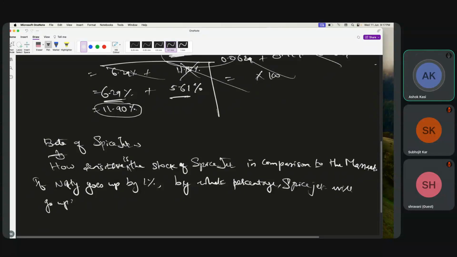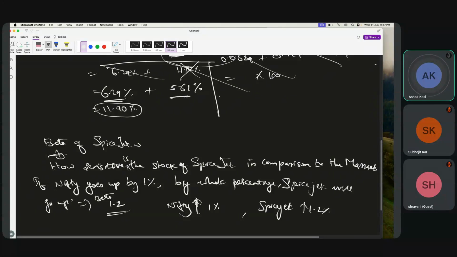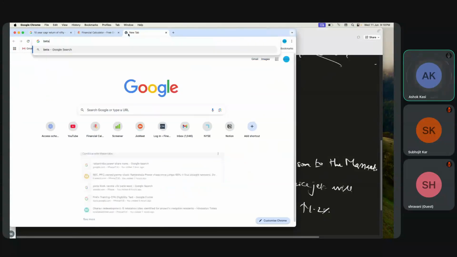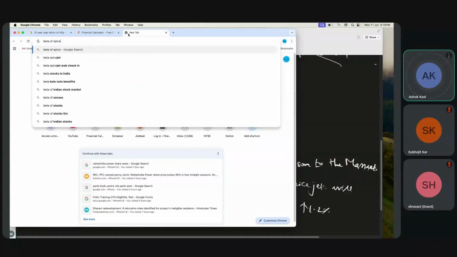So suppose the beta of SpiceJet is 1.2. If the market, meaning Nifty, goes up by 1 percentage, SpiceJet will go up by 1.2 percentage. Now let's find out. There is a formula to find beta, but we can get it ready-made right now. So I'm directly typing beta of SpiceJet.